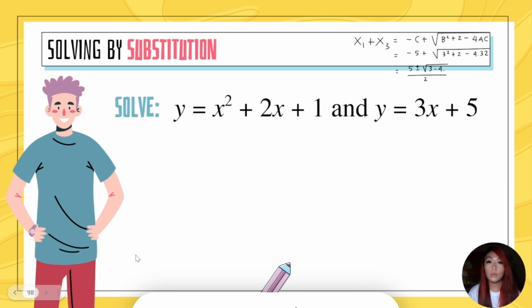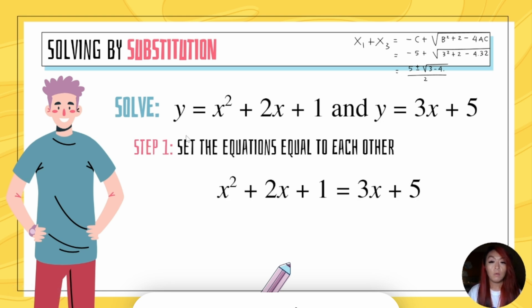So there are a few ways that we can solve linear quadratic systems. The first way I'm going to show you is algebraically, by substitution. So let's say we have this system here: y equals x squared plus 2x plus 1 and y equals 3x plus 5. We can solve by substitution by setting the equations equal to each other. Since y equals x squared plus 2x plus 1 and y also equals 3x plus 5, we can set the two equations equal to each other and solve for x.